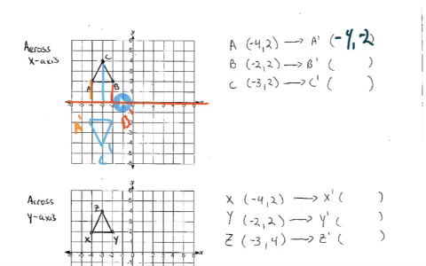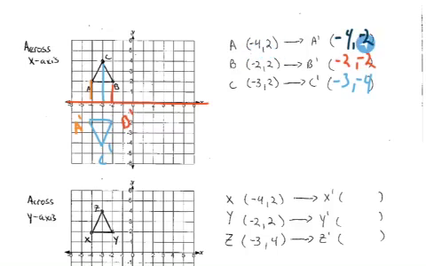Well, B prime, I go left 2, down 2. So that's -2, comma, -2. And finally, C prime, I go left 3, down 4. So that is -3, -4. So take a look at the ordered pairs.